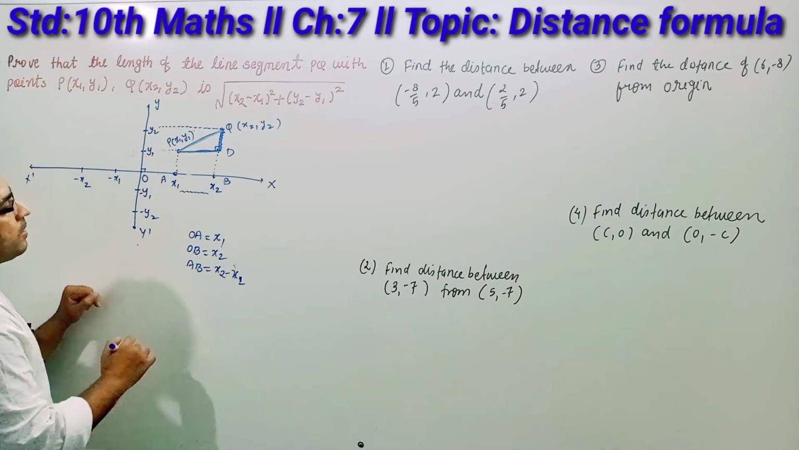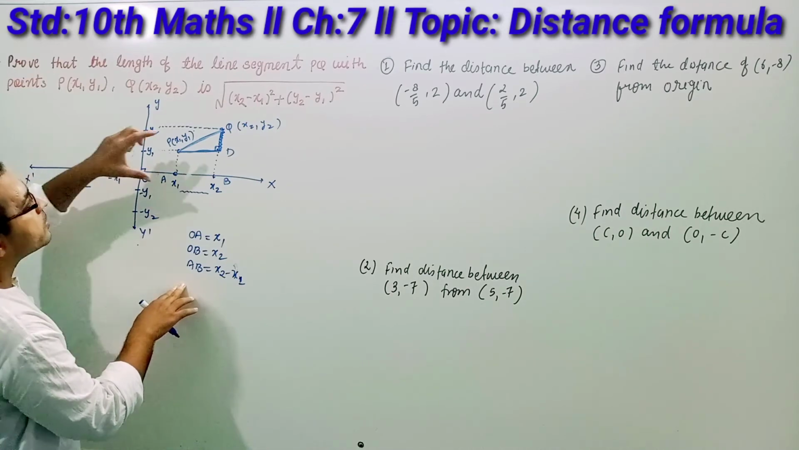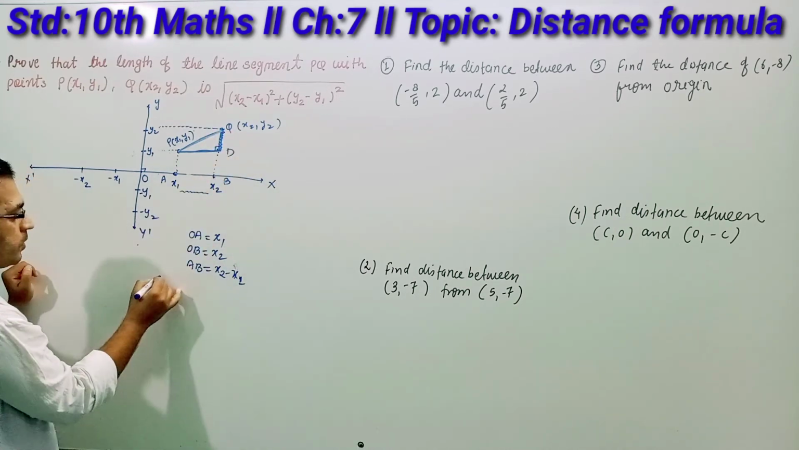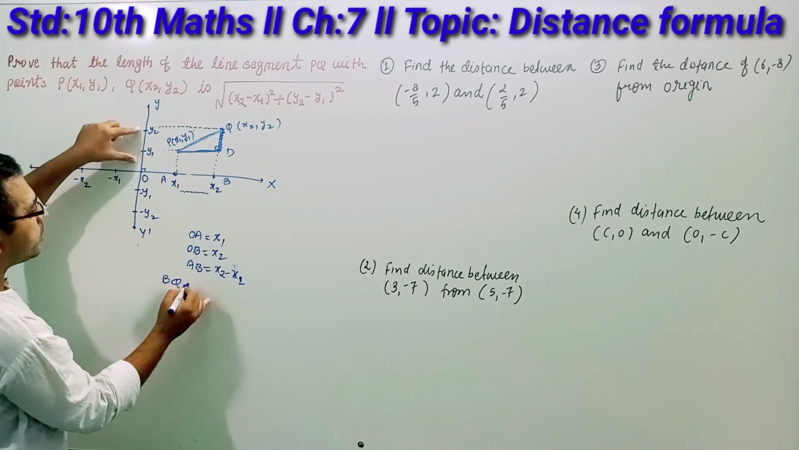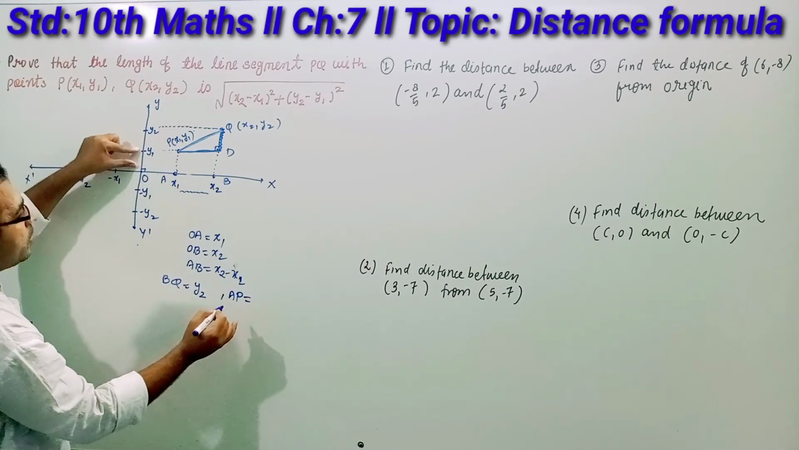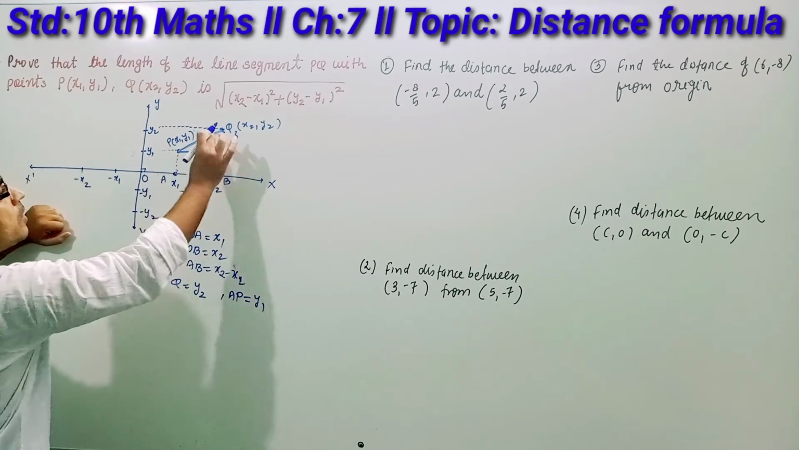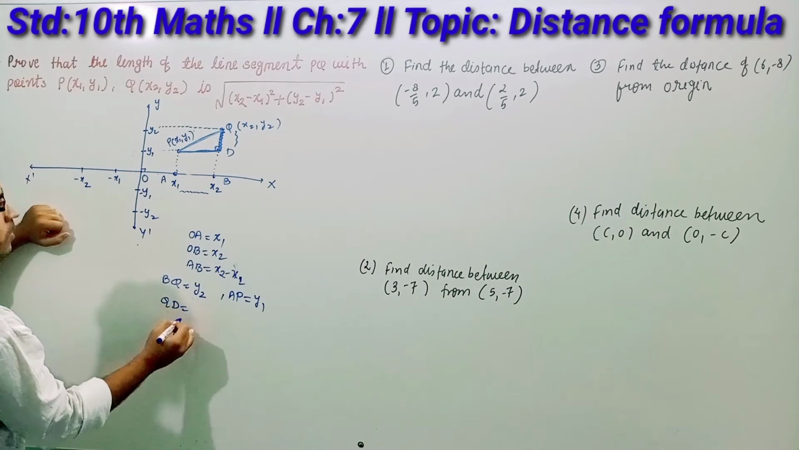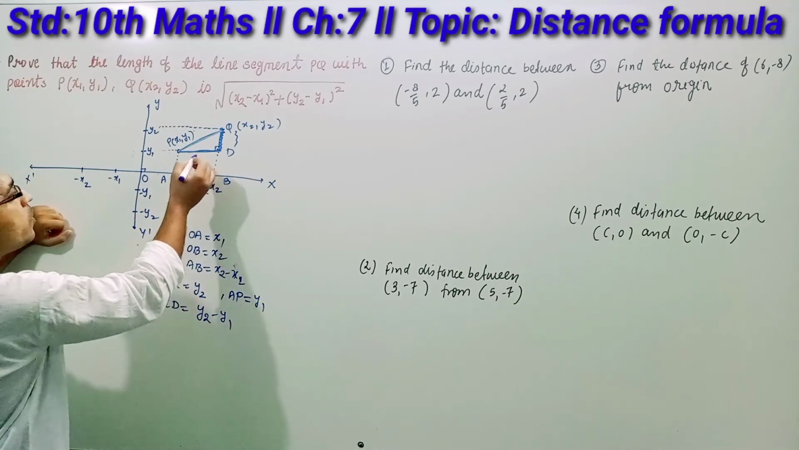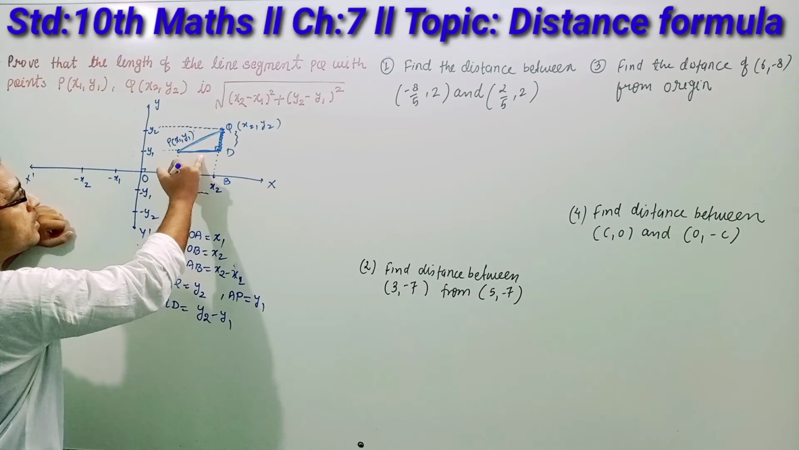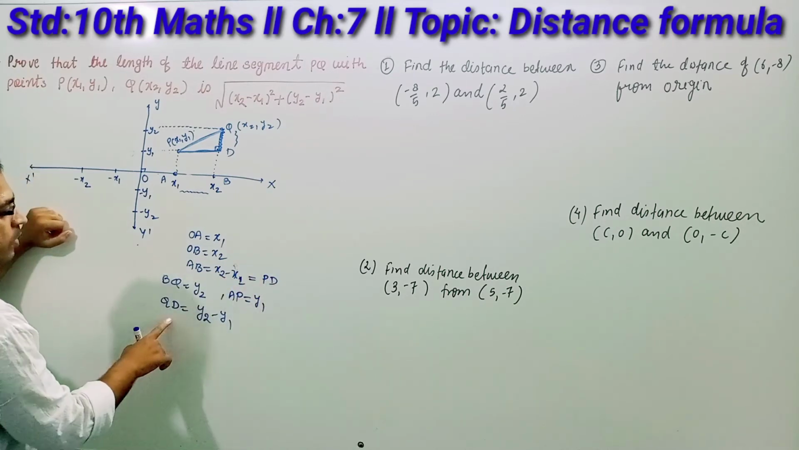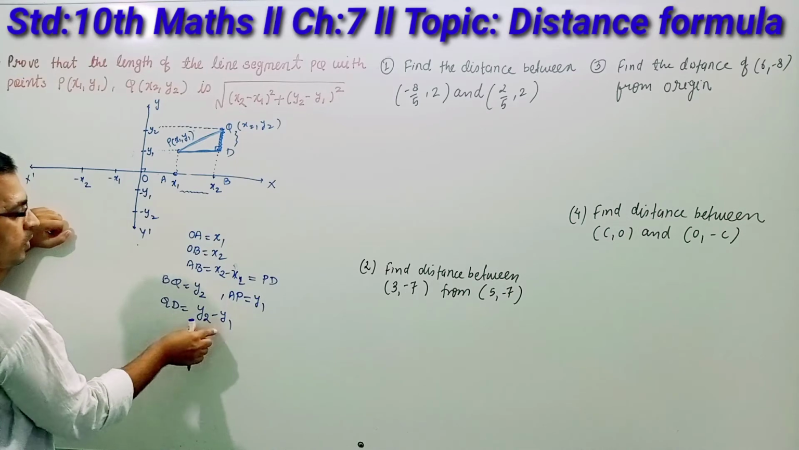Similarly, if we want to find the distance between BQ, BQ is equal to y2, and the distance AP is equal to y1. So the value of QD will be equal to y2 minus y1. So students, we got the value of this length AB, which is equal to PD, and we got the value of QD, which is equal to y2 minus y1.